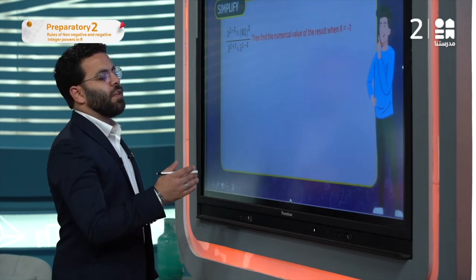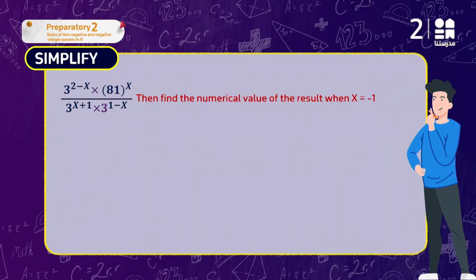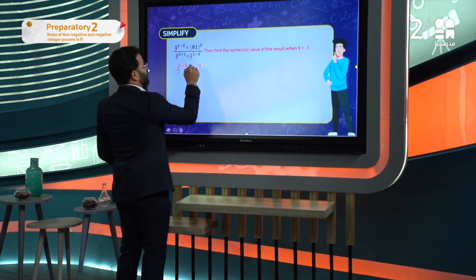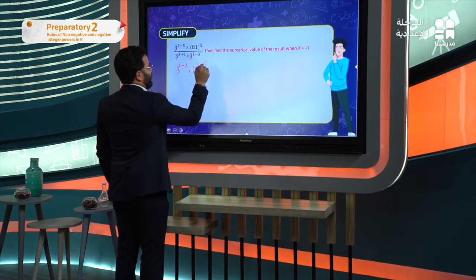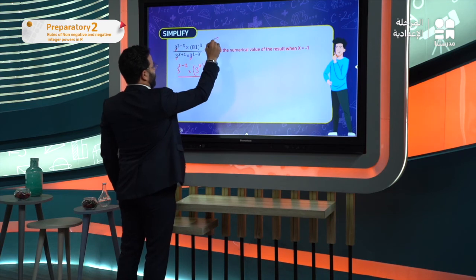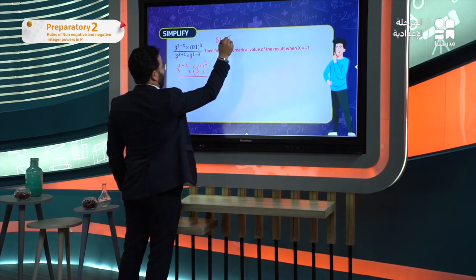Simplify and find the numerical value of the result when x equals negative 1. Let's do the simplifying first. Look together here. This is 3 to the power 2 minus x as it is. Multiply. 81 is what? It is 3 power 4. Why 3, and why did I think 81 would be 3 to the power something? Because all the bases I have are 3. Okay? So 81 is 3 power 4, and outside here power x, right? Since we are working, 81 equals 3 to the power 4.